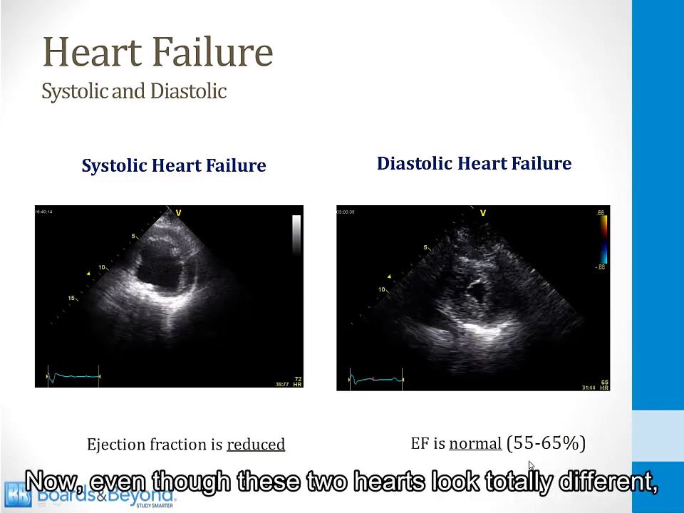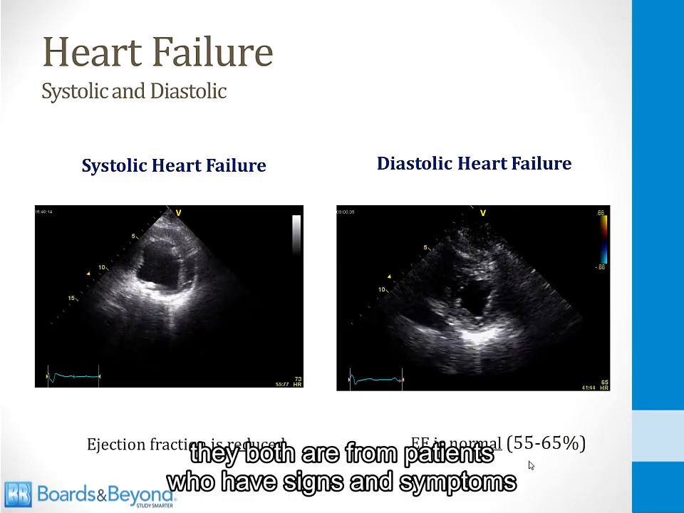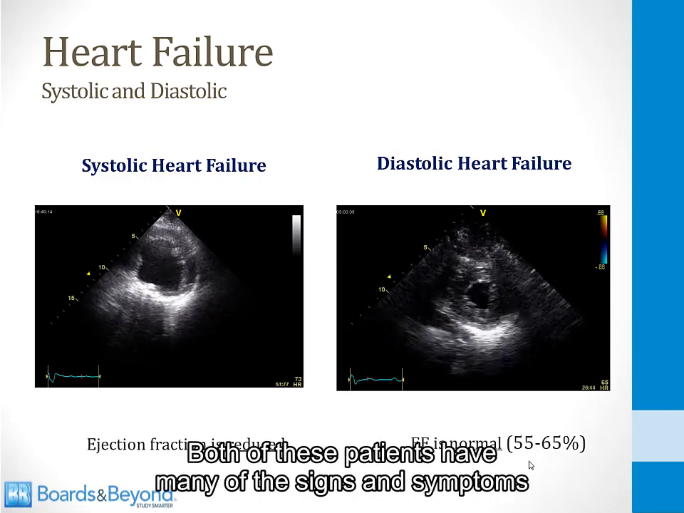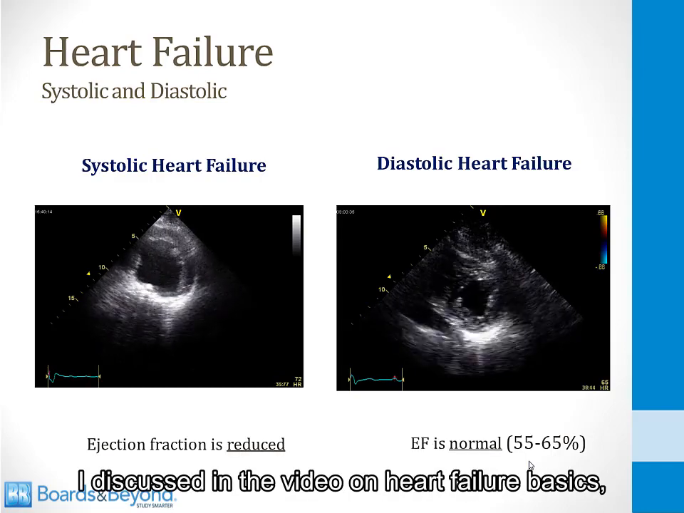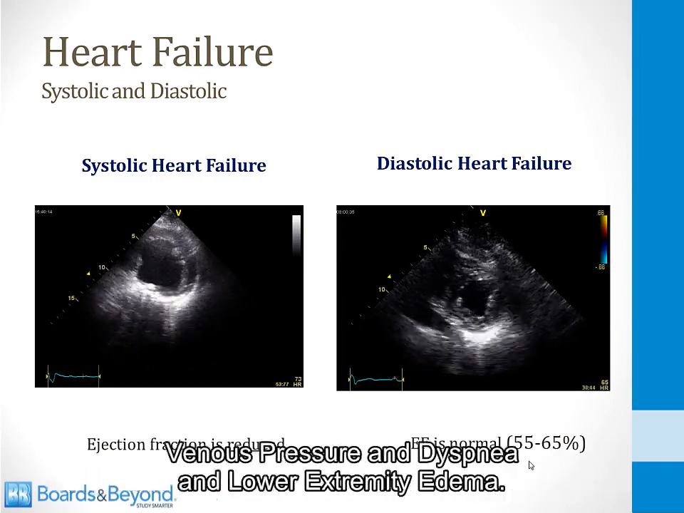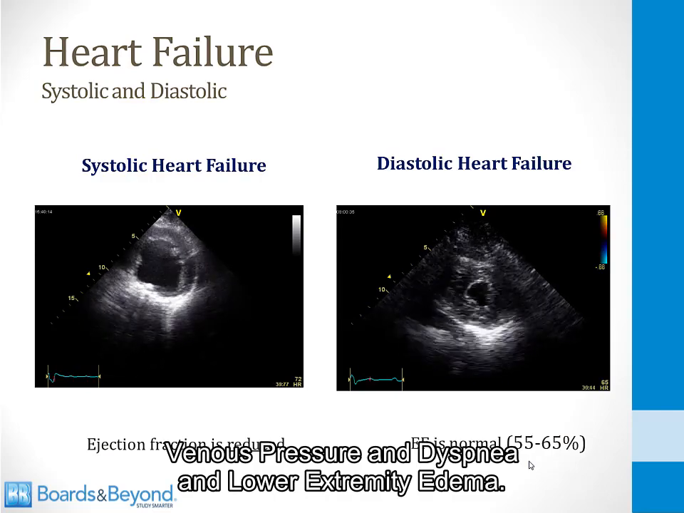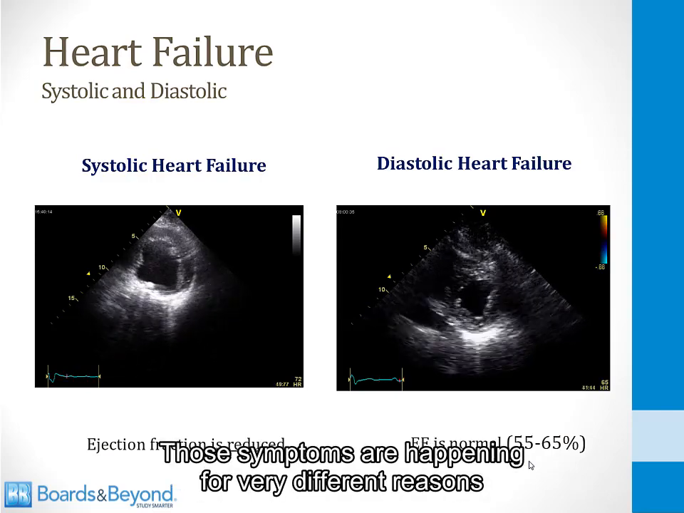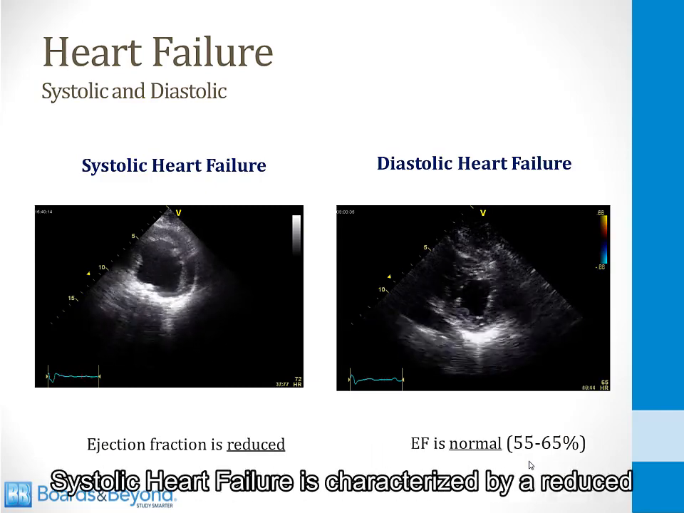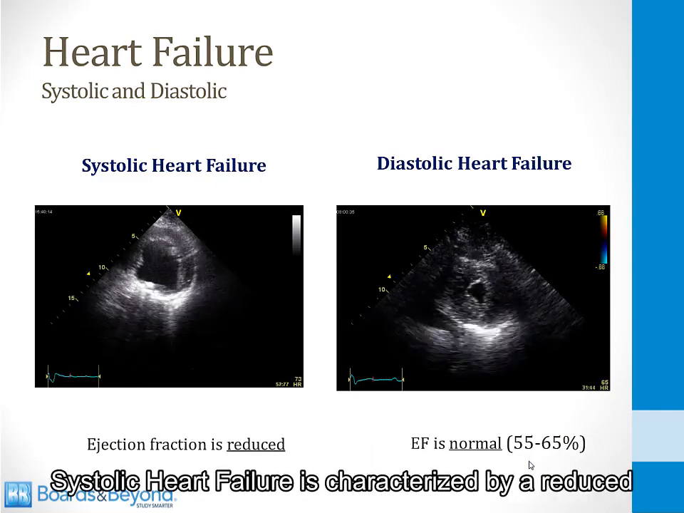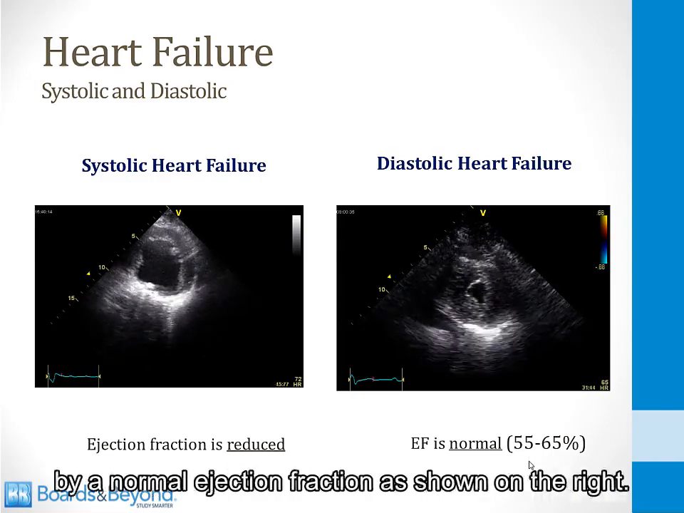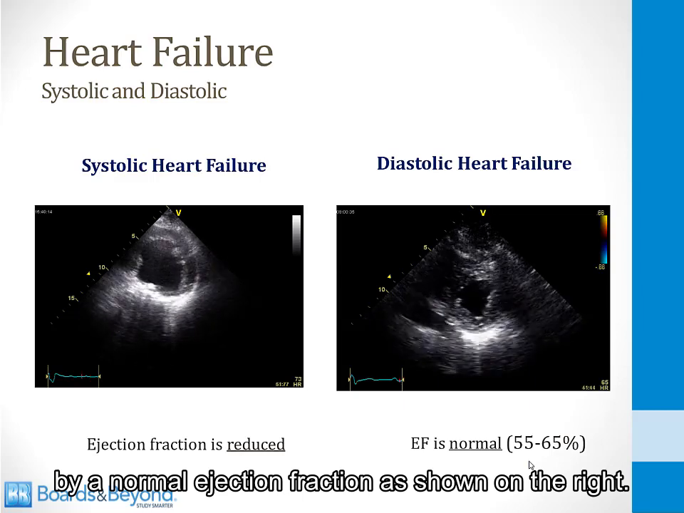Now, even though these two hearts look totally different, they both are from patients who have signs and symptoms of heart failure. Both of these patients have many of the signs and symptoms I discuss in the video on heart failure basics, things like pulmonary edema, and elevated jugular venous pressure, and dyspnea and lower extremity edema. Those symptoms are happening for very different reasons, and that's why we have two forms of heart failure. Systolic heart failure is characterized by a reduced ejection fraction as shown on the left, and diastolic heart failure is characterized by a normal ejection fraction as shown on the right.